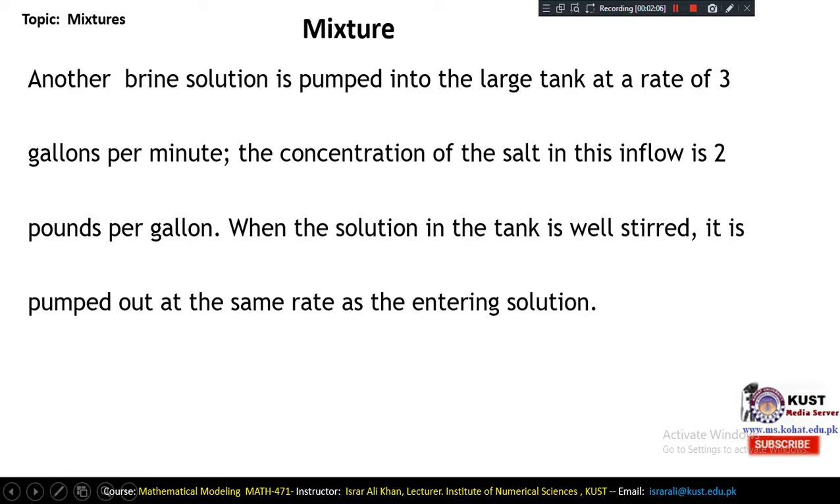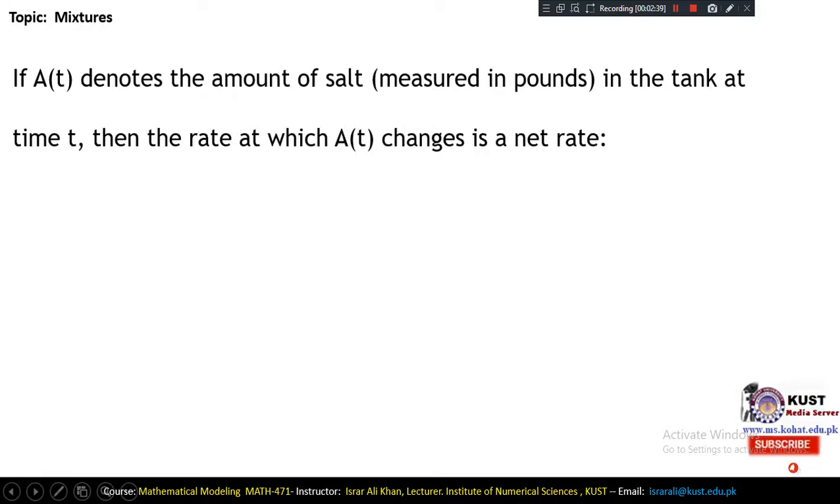When the solution in the tank is well stirred, it is pumped out at the same rate as the entering solution. It means that the rate at which the solution is pumping into that tank is equal to the rate at which the solution is pumping out from the tank. And we know that the rate at which the solution is pumping into the tank is 3 gallons per minute. So with the same rate the solution will pump out from the tank.